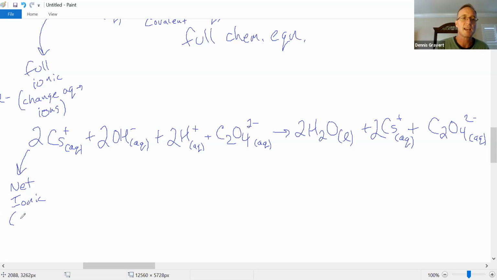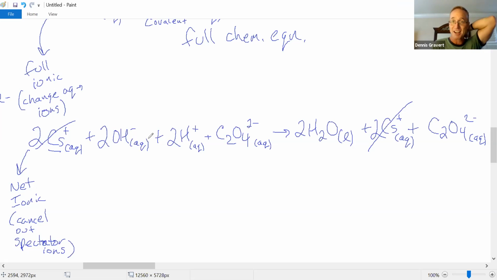And all you do is cancel out the spectator ions. Spectator ions. Sorry, come on, spelling. There we go. Okay, so what we do is we see if there are some lazy ions in here. And yep, there are. Cesium, you were plus and aqueous. What are you doing afterwards? Still plus charge and aqueous. You didn't do anything.